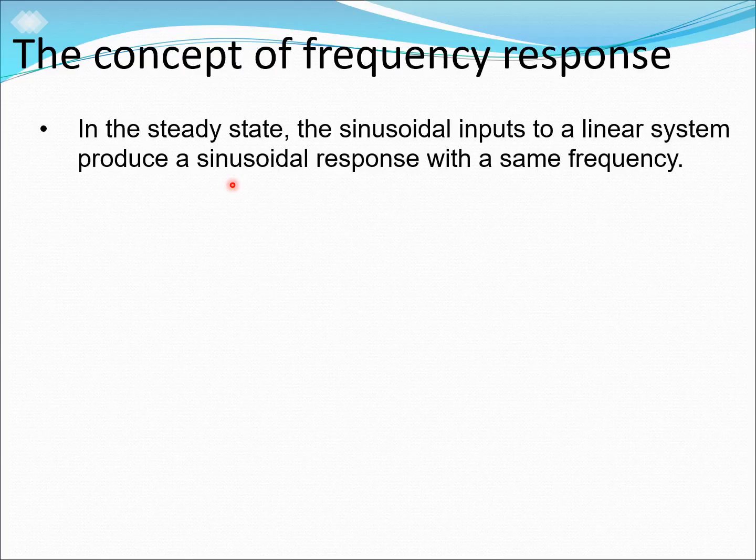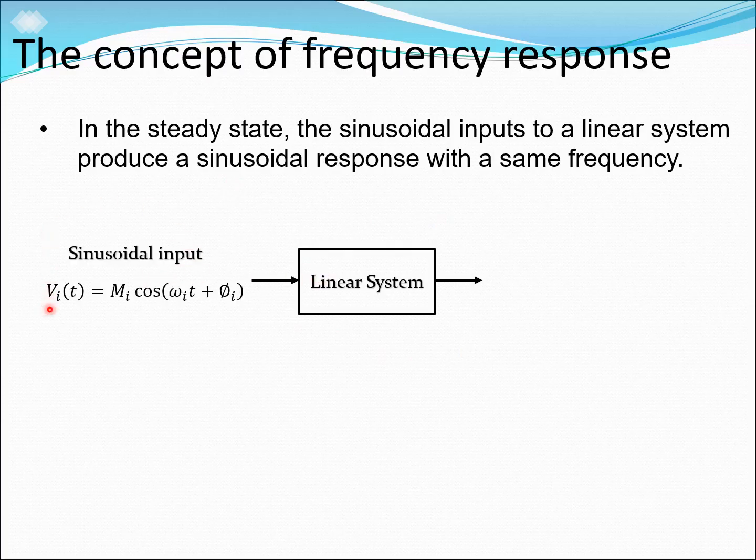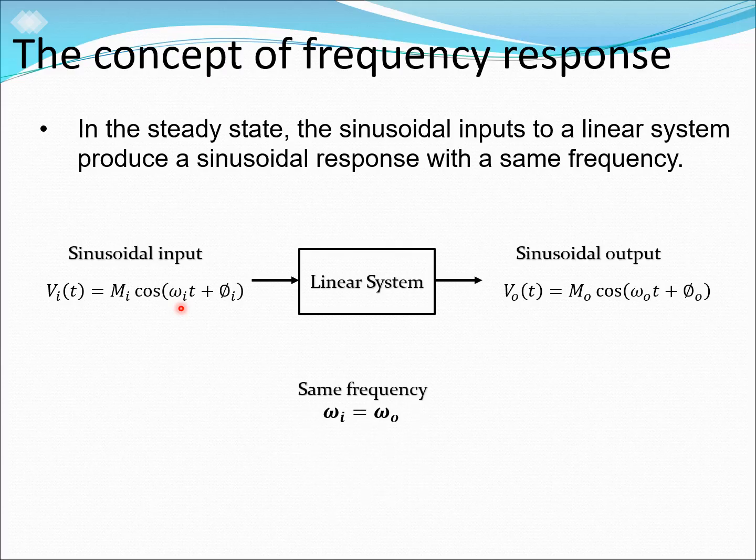In the steady state, the sinusoidal inputs to a linear system produces a sinusoidal response with the same frequency. Consider a linear system with a sinusoidal input. So this is the equation of the sinusoidal input, where Mi is the amplitude, omega i is the frequency of the sinusoidal input, and theta i is the phase angle. When it goes into a linear system, it will produce the same sinusoidal output with the same frequency of the input. However, the magnitude and phase angle changes.